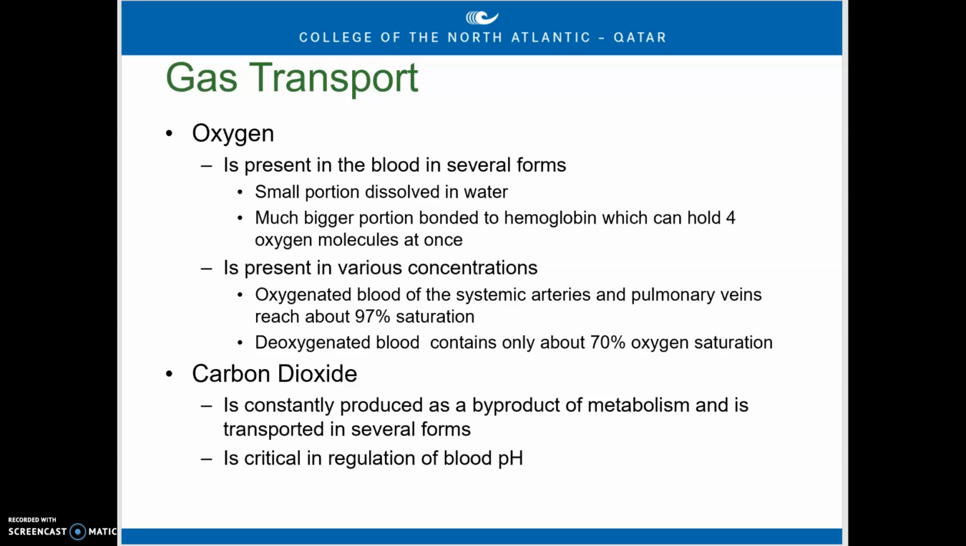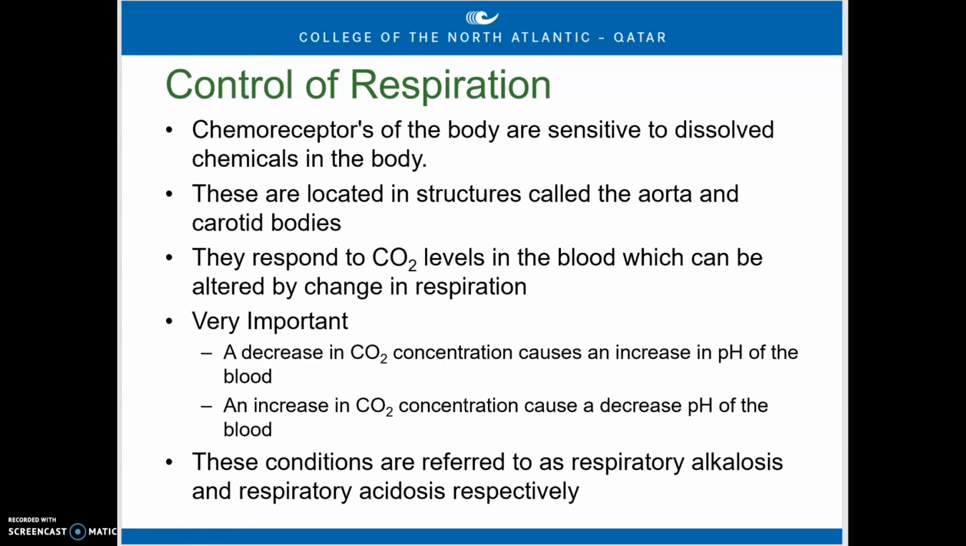Now, carbon dioxide is produced all the time. Okay, it's a constant byproduct of our metabolism, and we transport it in several forms, but mostly it gets carried back in the blood. Now, in the blood, of course, it's going to have a crucial role to play in terms of the blood pH. If carbon dioxide is dissolved in a liquid, like our plasma, it becomes an acid. And if we have high carbon dioxide in our blood, we're going to have a low blood pH. And the control of our respiration is very sensitive to pH.